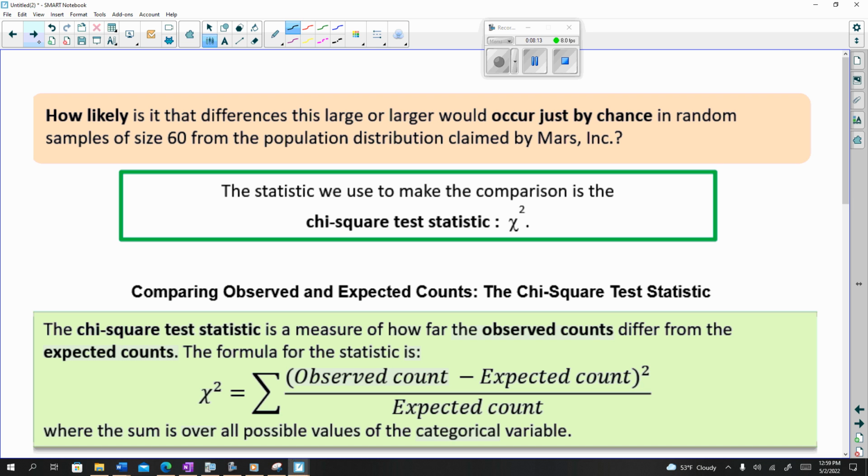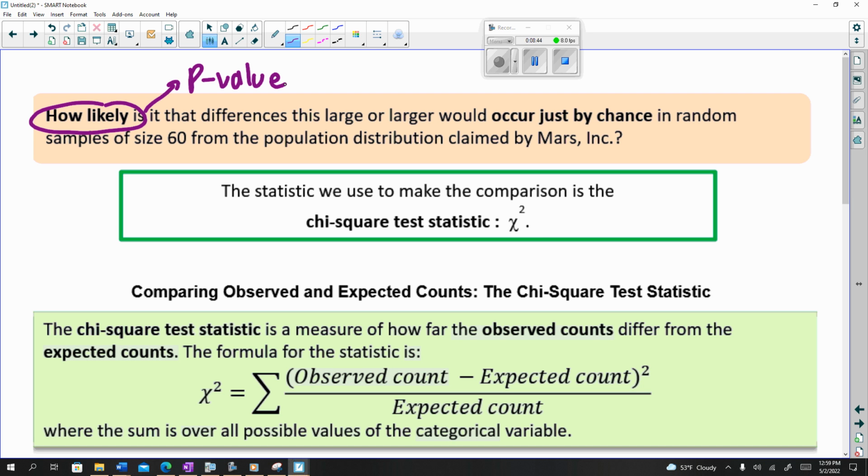So basically, you know that we're going with the p-value here because it says how likely is it that the difference is as large or larger than what we got in our sample? Would it occur by chance, or is it random? Everything we're doing always involves finding a p-value, the chance of the thing we got from the sample happening by chance or not. To calculate this, we calculate what's called a chi-squared test statistic.